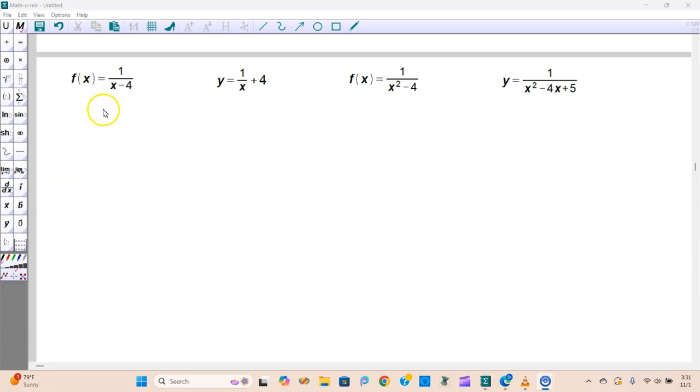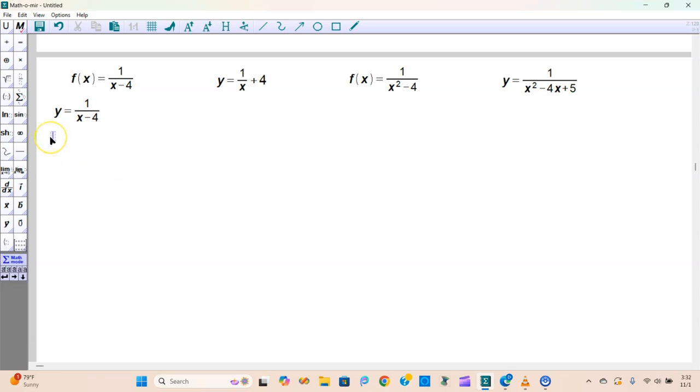Hey guys, welcome. I'm going to show you how you can find the range of each function here without doing extensive end behavior analysis. So I'm going to write y equals 1 over x minus 4. And that's an equation that's saying, can every single y be reached?